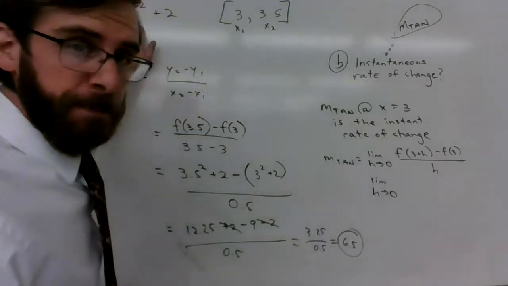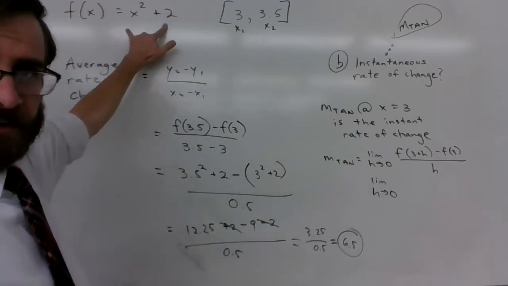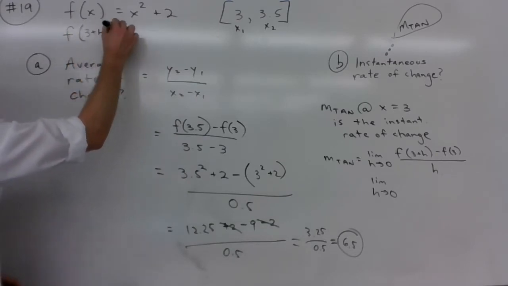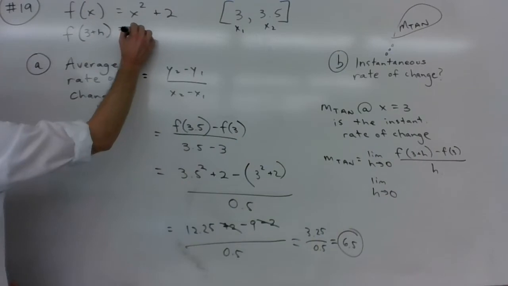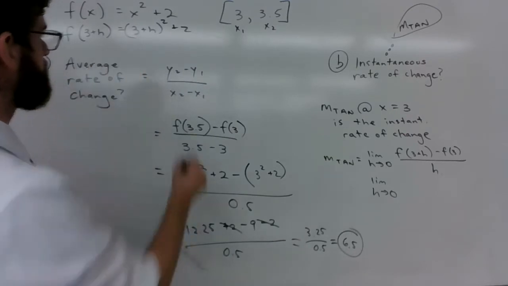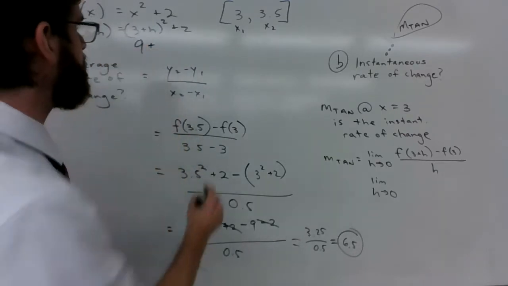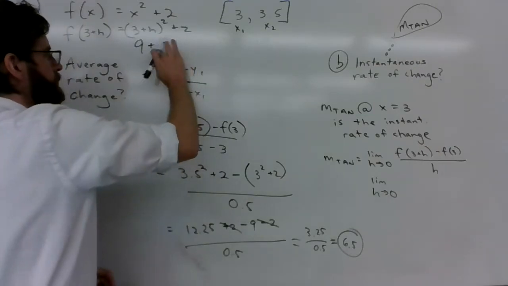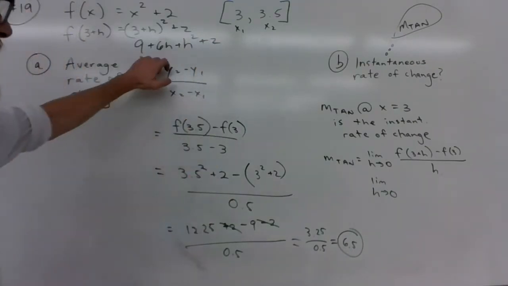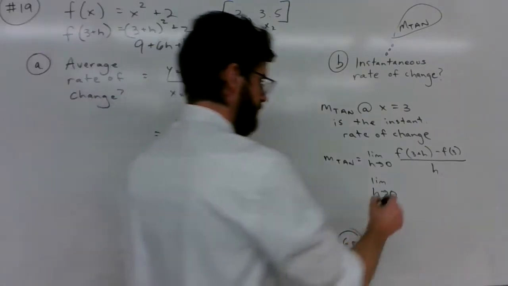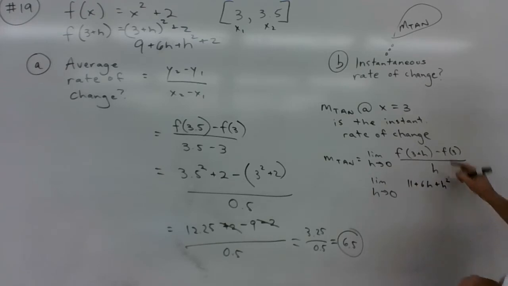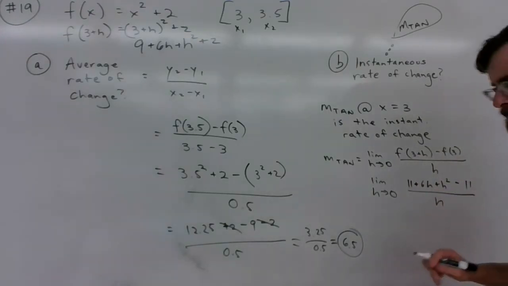And then you plug 3 plus h into here to figure out what f of x plus h is. So f of 3 plus h is going to be 3 plus h squared plus 2. So that's 9 plus double 3h plus h squared plus 2. It's 11 plus 6h plus h squared. f of 3 plus h, minus 11, all over h.